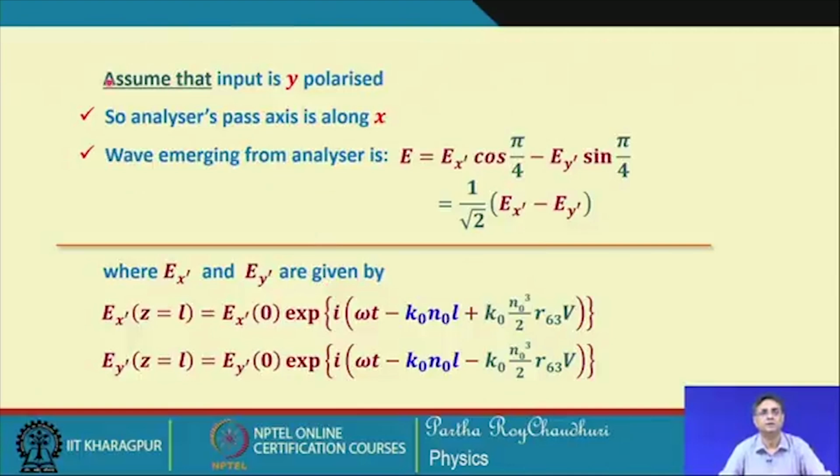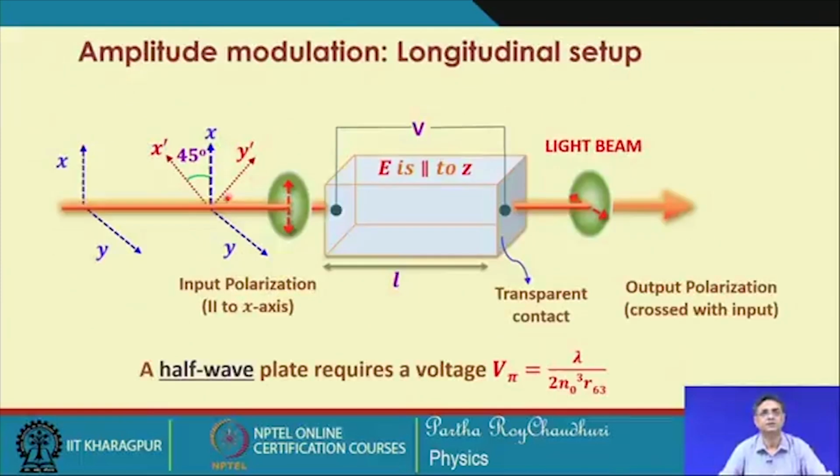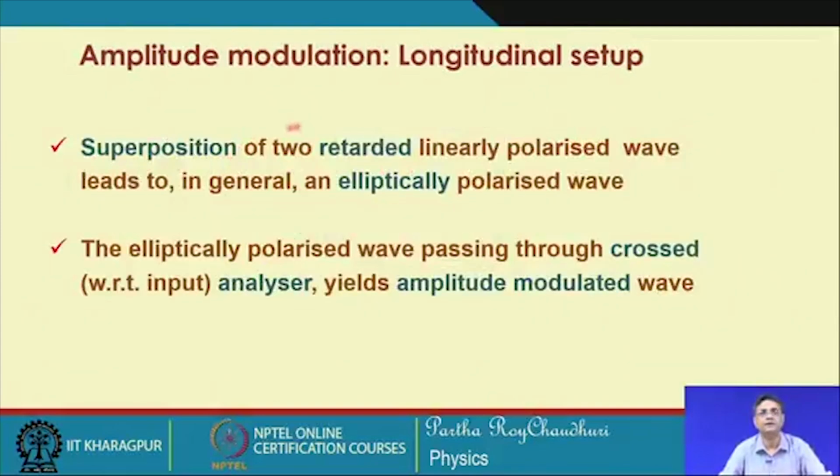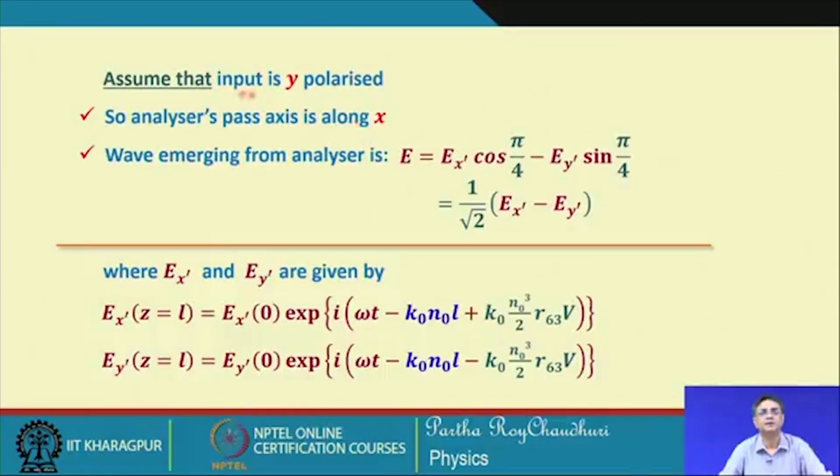So, let us assume that the input light is y polarized. In this configuration, instead of x, it could be y polarized as well, and everything will remain the same, phase difference and all. So, we assume that the input light is y polarized. The analyzer's pass axis is along x, because it has to be crossed with this.